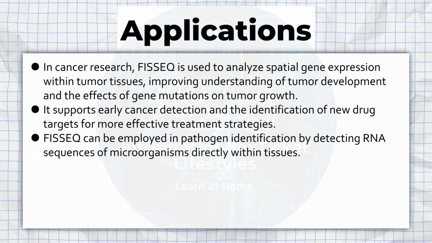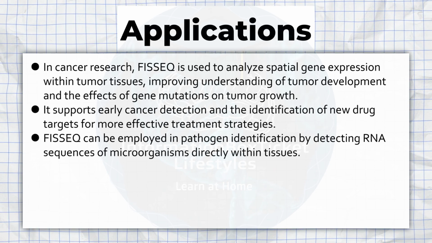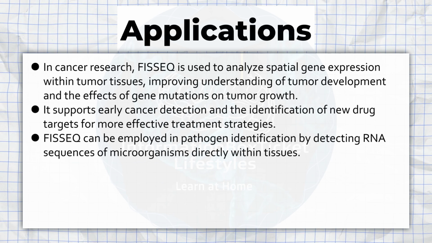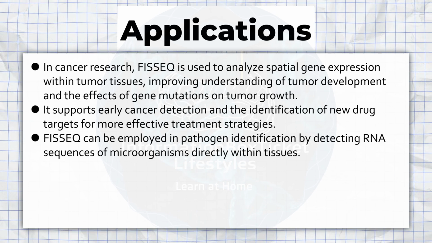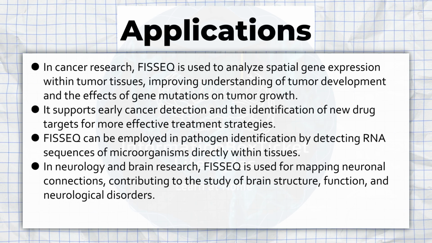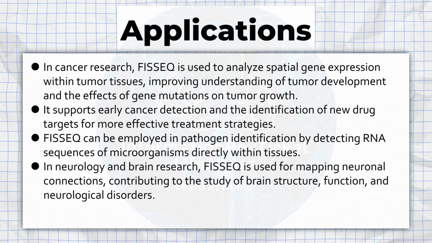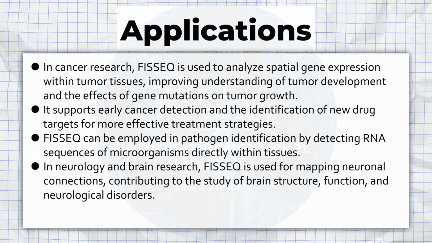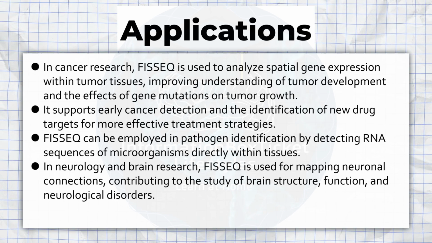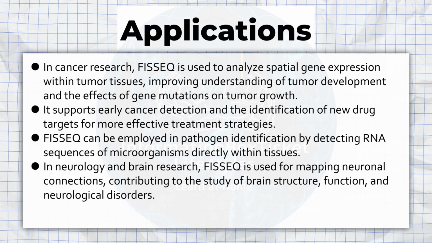Fluorescent in situ sequencing can be employed in pathogen identification by detecting RNA sequences of microorganisms directly within tissues. In neurology and brain research, fluorescent in situ sequencing is used for mapping neuronal connections, contributing to the study of brain structure, function, and neurological disorders.